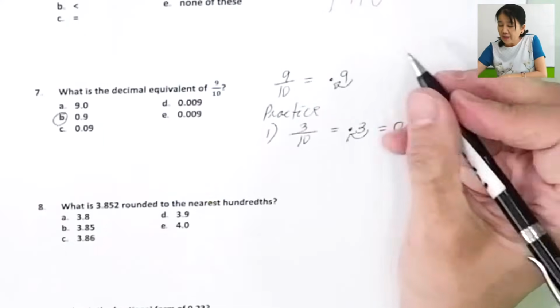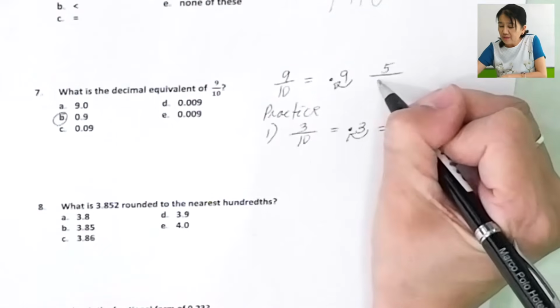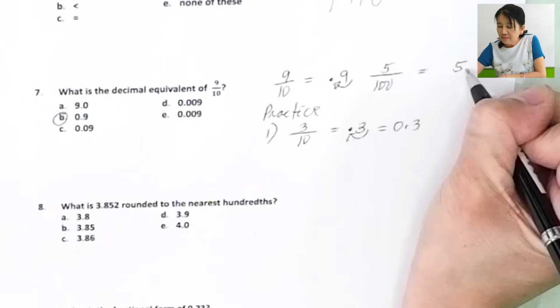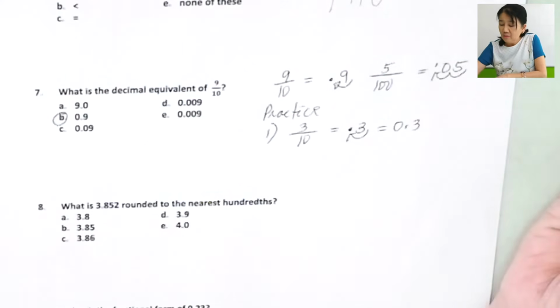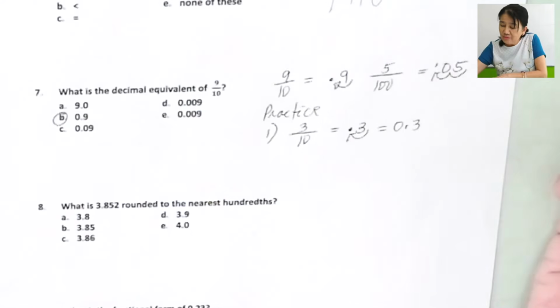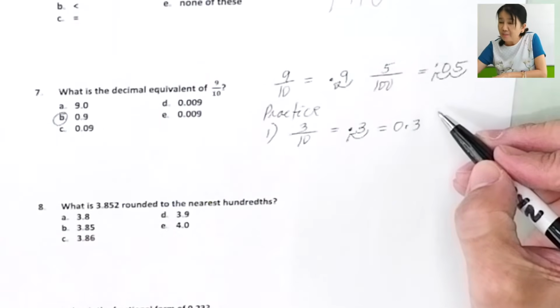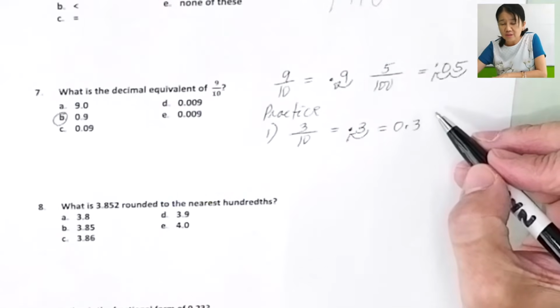What if you divide by 100? Let's say 5 divided by 100. You move the decimal point two places to the left. There. What if I divide by 1000? You move the decimal point three places to the left. If you divide a number by 10,000, then you have to move the decimal point four places to the left.